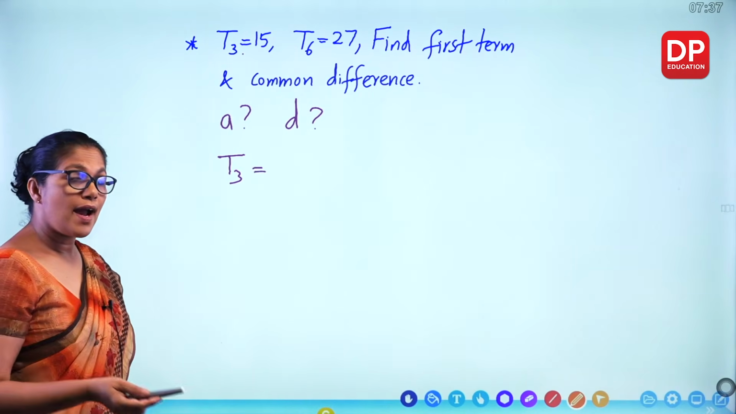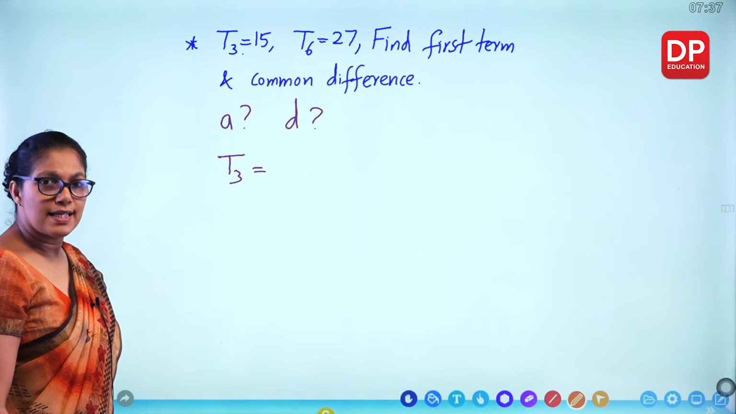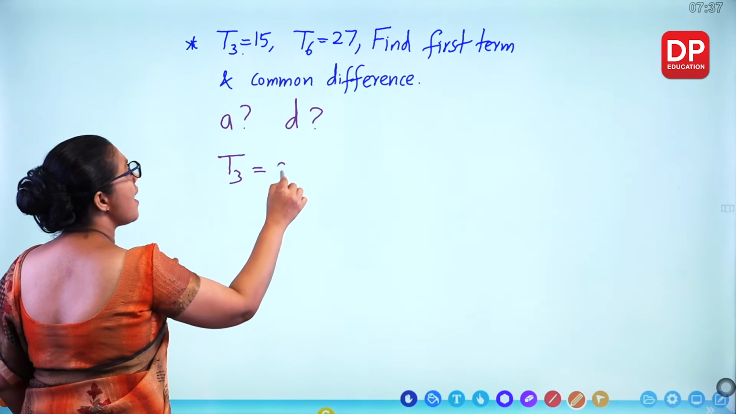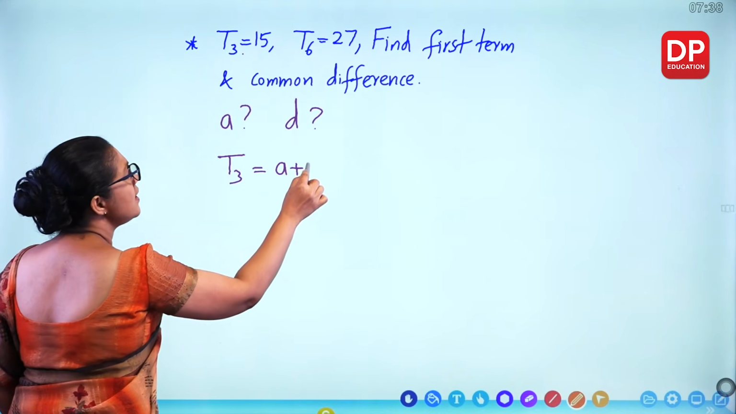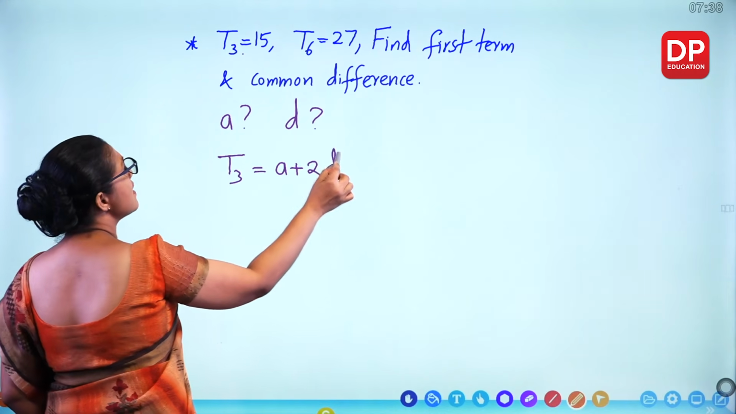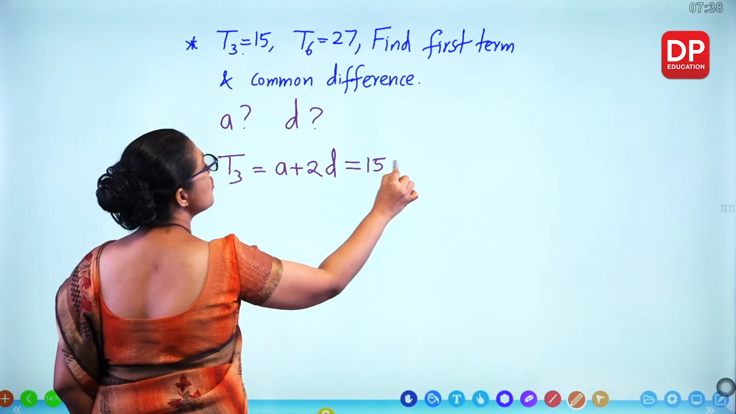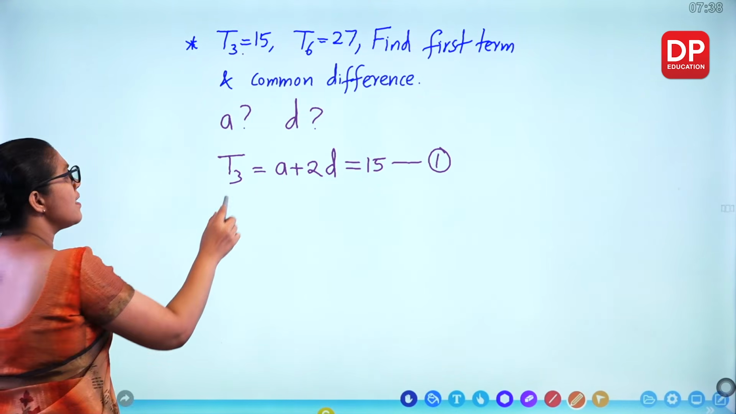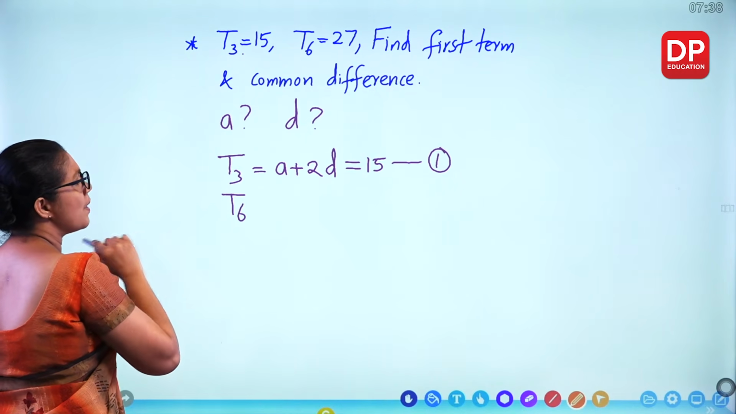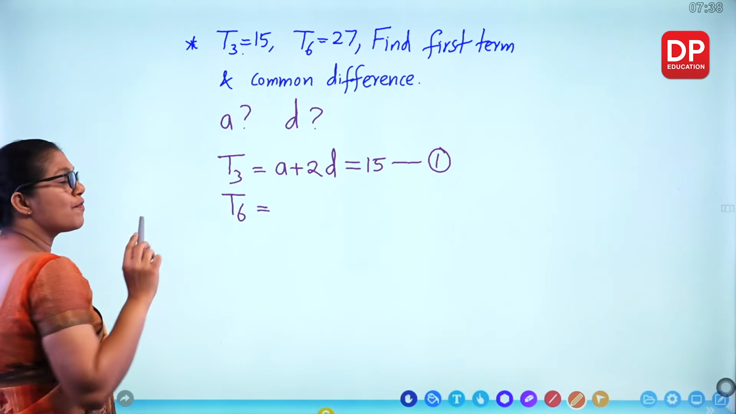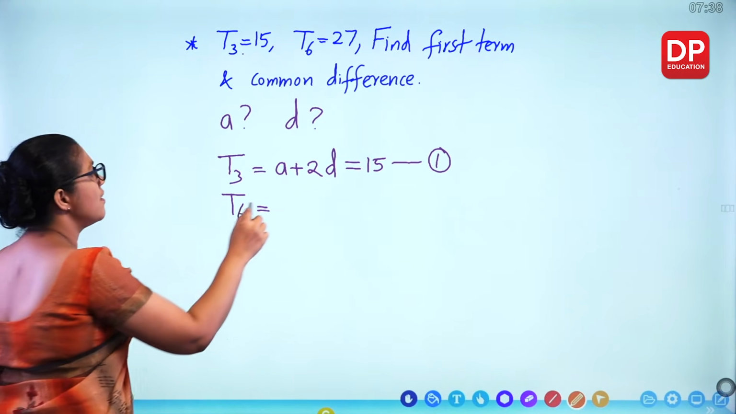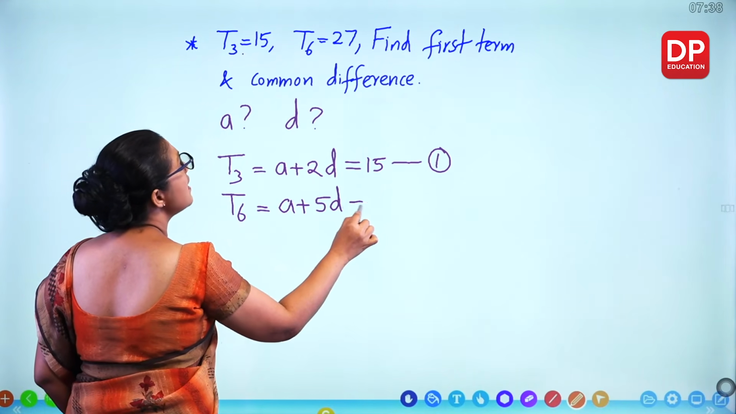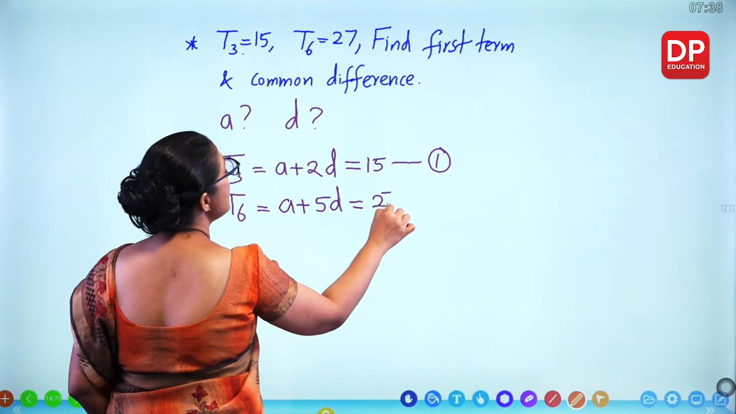How can we write it in A and D? If you know the third term is T3, A plus 3 minus 1 is 2D. That's given as 15. So you can write it like this. Same thing we can write for T6 as well. What is T6 in terms of first term and the difference? First term plus 6 minus 1, 5D. That's given as 27.